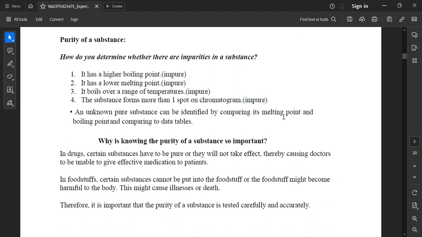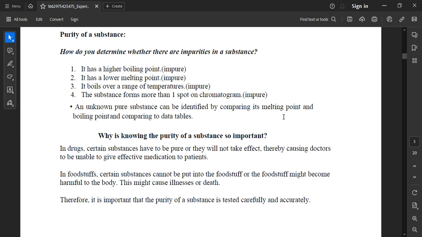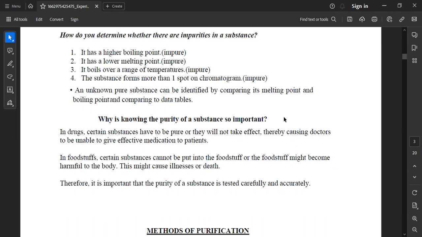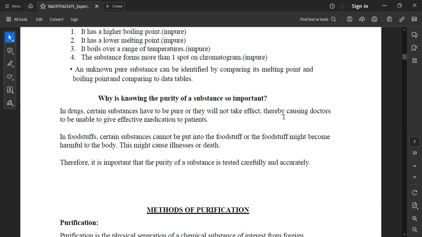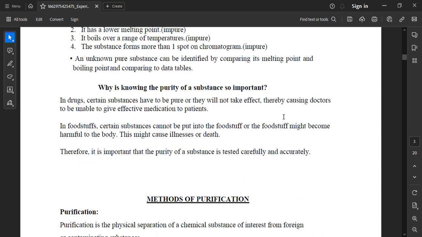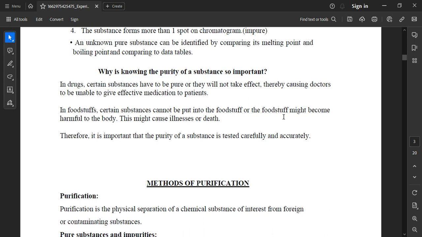Why is knowing the purity of a substance so important? In drugs, certain substances have to be pure or they will not take effect, thereby causing doctors to be unable to give effective medication to patients. In foodstuffs, certain substances cannot be put into the foodstuff, or the foodstuff might become harmful to the body. This might cause illness or death. Therefore, it is important that the purity of a substance is tested carefully and accurately.